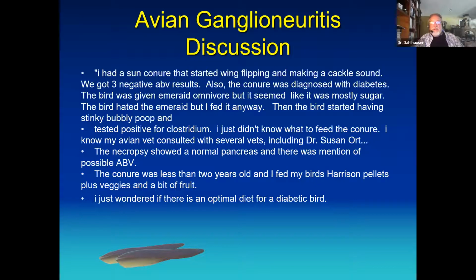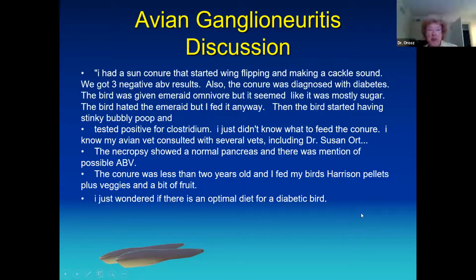Hey, Susan, you're back here. Optimal diet for a diabetic bird. I really don't know how they made this diagnosis on this bird. It had a normal pancreas on histopathology. Again, I recommended they probably should have done the antibody assay.